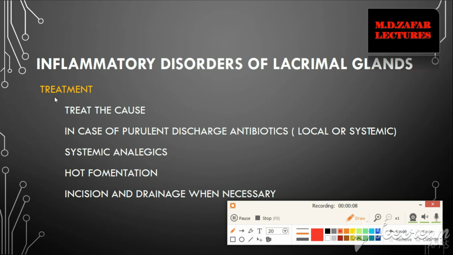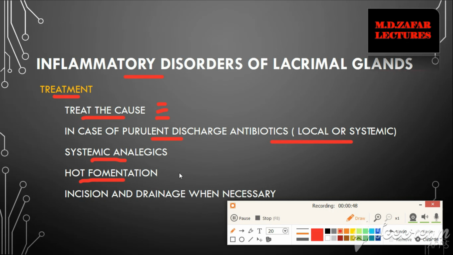Now we will talk about the treatment for the inflammatory disorders of the lacrimal gland, and they include treating the cause. For example, if there is an infection, treat that infection. If it is a foreign body, remove that foreign body. Or if there is some autoimmune problem, we will have to give certain drugs which will resolve that problem. Apart from that, if there is development of purulent discharge that shows infection, specifically local or systemic antibiotics could be given. Then for the pain, as in case of acute problem, analgesics would be prescribed, and hot fomentation.